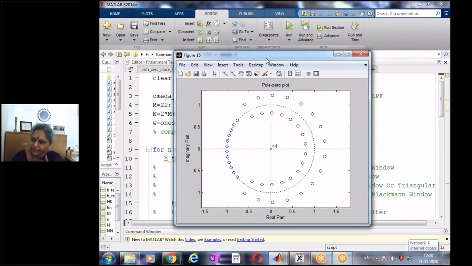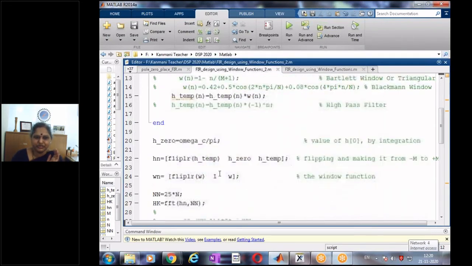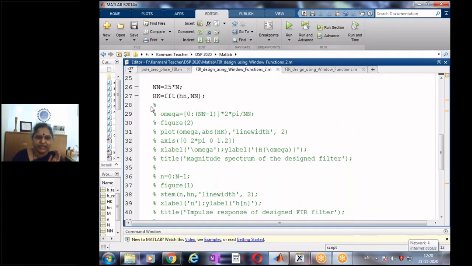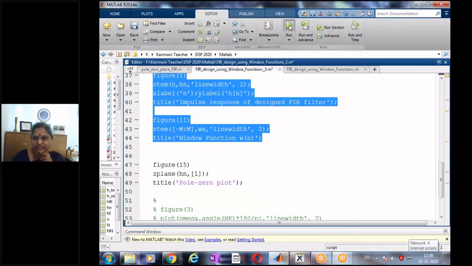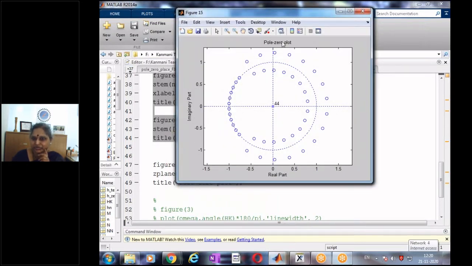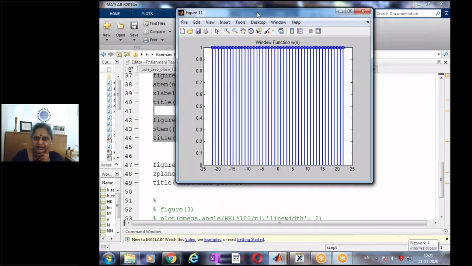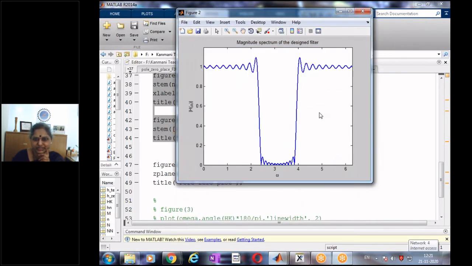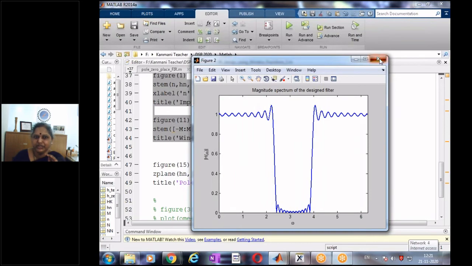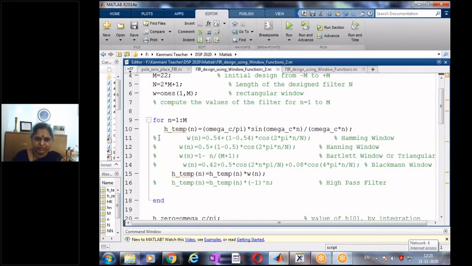So the question is, can I look at the pole zero plot and tell the cutoff frequency of the filter? And the answer is yes. If I want to have a look in this case at the other plots as well, so now this is my pole zero plot which we just saw, and this is my rectangular window function, and this is my impulse response of the designed filter, and this is my low pass filter which has a cutoff of 0.75 pi. You see, I have not used any window function, but suppose I use a window function. So let me put a Hamming window.